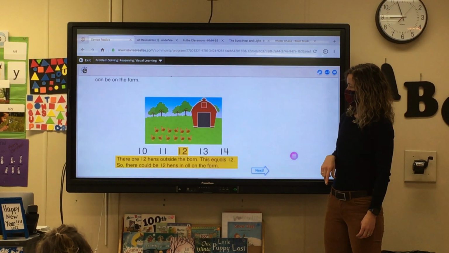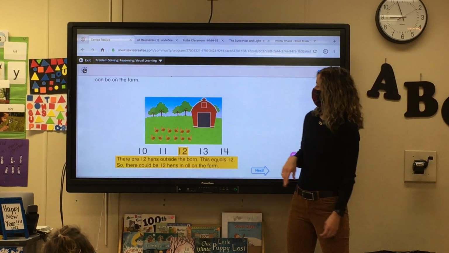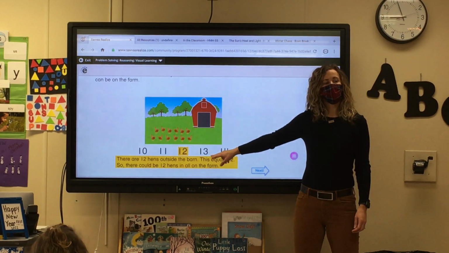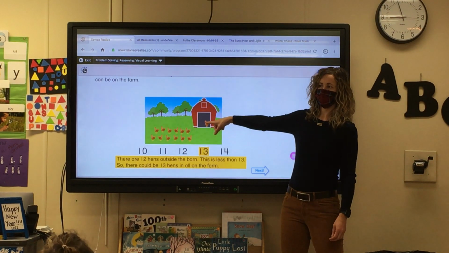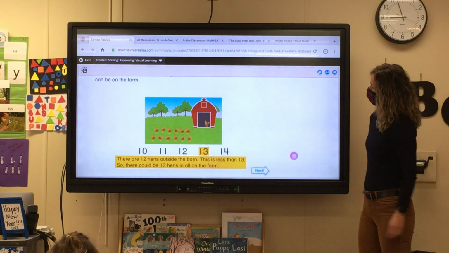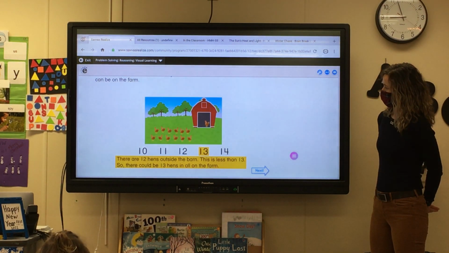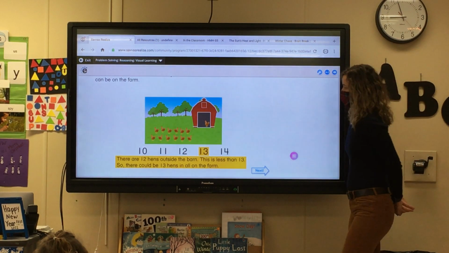So there could be 12 hens in all on the farm. All right. Could there be 13? Yeah. There are 12 hens outside the barn. This is less than 13. So there could be 13 hens in all on the farm.